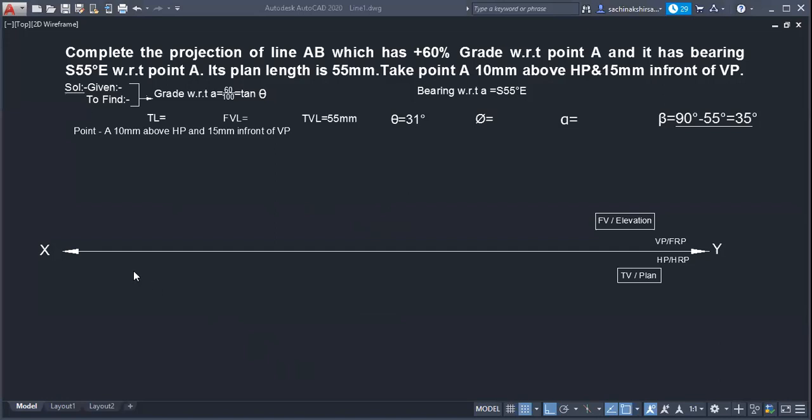First, draw the XY line. Already drawn. Very good. Next, who will guide? Take point A. After drawing the XY line, what next? Plane and views we have to show. Are you observing front view, top view, VP, HP? Okay. So then what do I have to do? I have to locate which point? A.